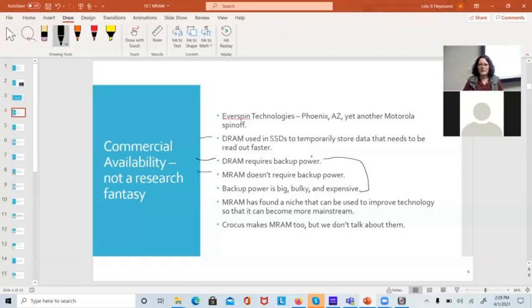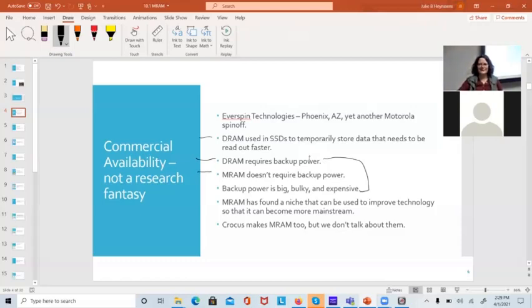And it helps give people another set of reassurance on these high-end SSDs that their data is not going to be lost. So they've really found a niche here, and they can use that to get money, so they can improve the technology and get larger format memories, and then that will help it become more mainstream.